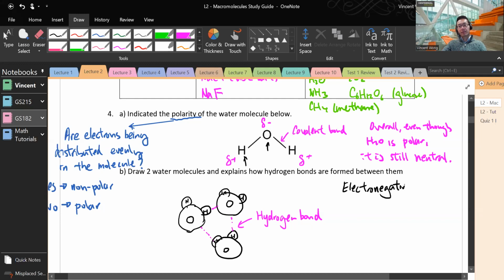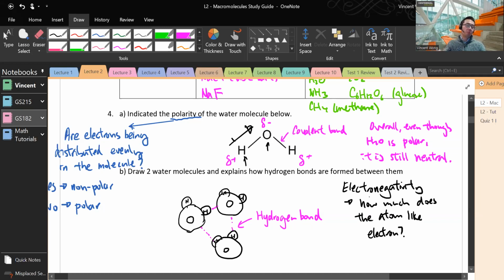electronegativity. So electronegativity is basically how much the atom likes electrons, to put it in simple English terms. If it has high electronegativity, then it really, really likes electrons. If it has low electronegativity, then it doesn't really like electrons. So if you look up the electronegativity of oxygen, it's much higher than the electronegativity of hydrogen. So when you put them together, it turns out the electrons will get pulled towards the oxygen because of its high electronegativity. So that's one way you would know.